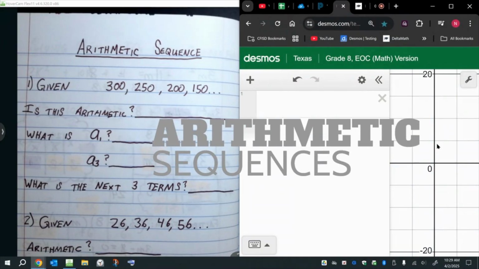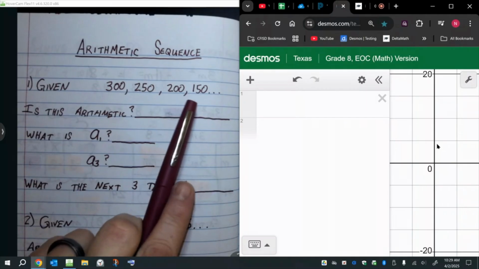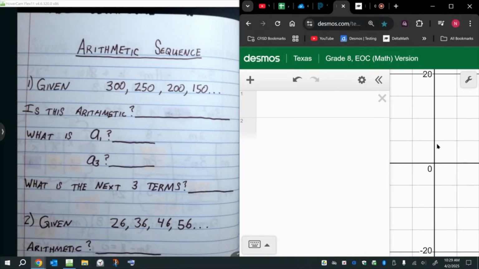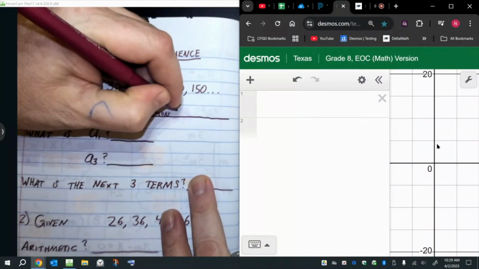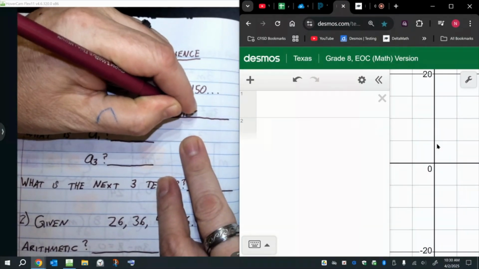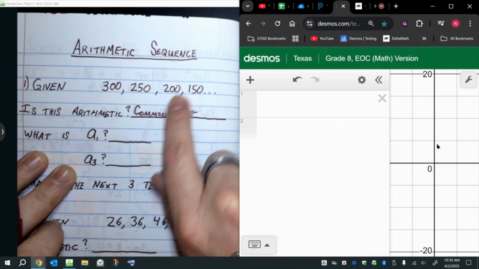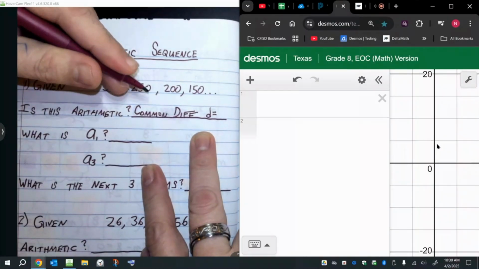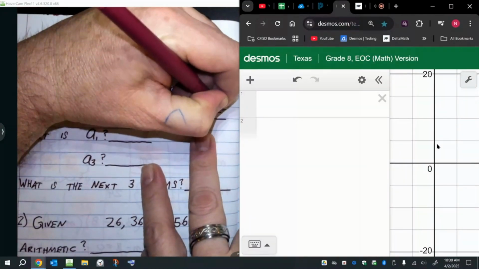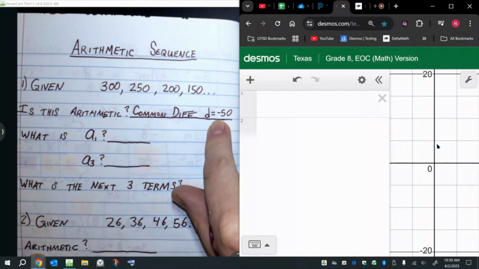Today's edition, we are finding an arithmetic sequence. That's right, not arithmetic, arithmetic. So if we're given 300, 250, 200, 150, is this arithmetic? Well, yes it is. Why? Because we have a common difference. A common difference means that I am adding or subtracting each time. In this particular case, to get from one term to the next, we are subtracting 50. So our common difference, or d, is equal to negative 50.